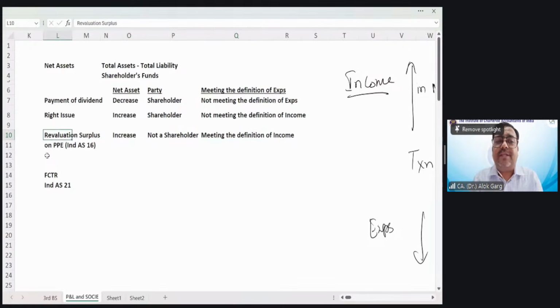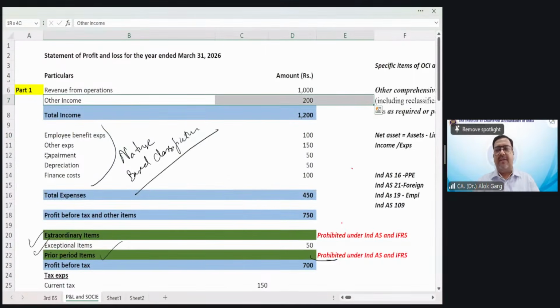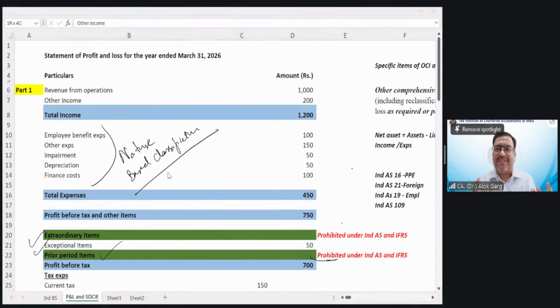Friends, if it is meeting the definition of income, should I take it in the other income? Should I take it in the other income and should I distribute dividend on this also? What do you say? Hand on heart, what will you say? Is it an income? Going by the substance, is it an income? This is like a reserve. So what should I do, take it to income? It is meeting the definition of income.